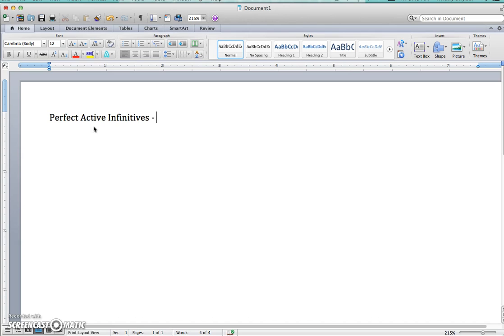So perfect active is quick and painless, I think. We're going to use the third principal part. I always abbreviate principal part as PP. So we're going to do third principal part, and all we are going to add is 3 letters, SSE. So it's actually an ISSE ending, but the I is already on the third principal part, so we don't need to take that off. It's pretty straightforward. So let's look at a quick example.